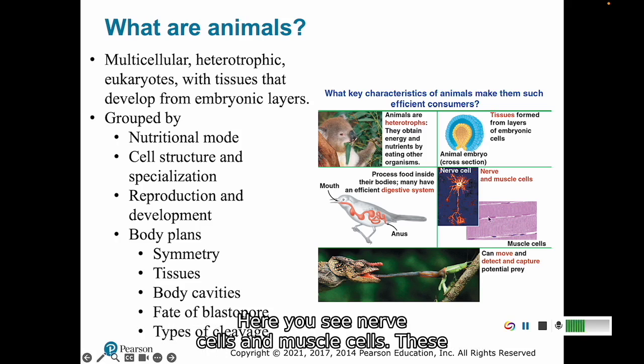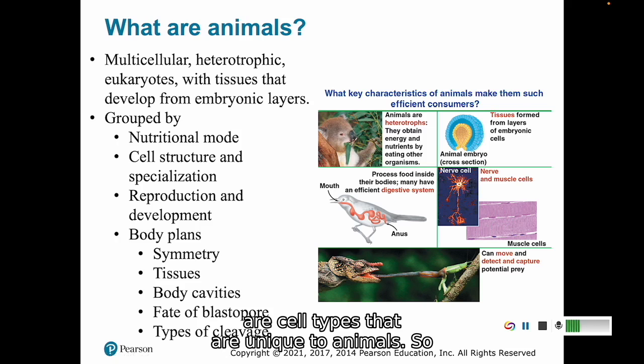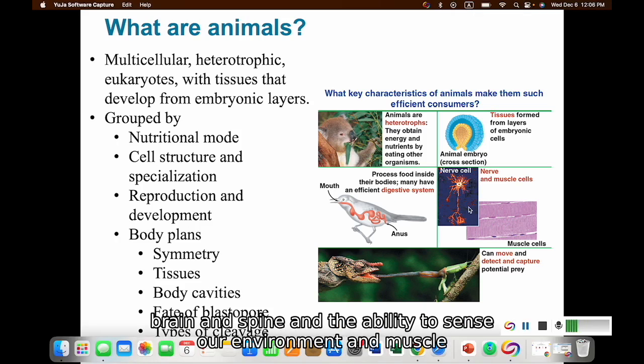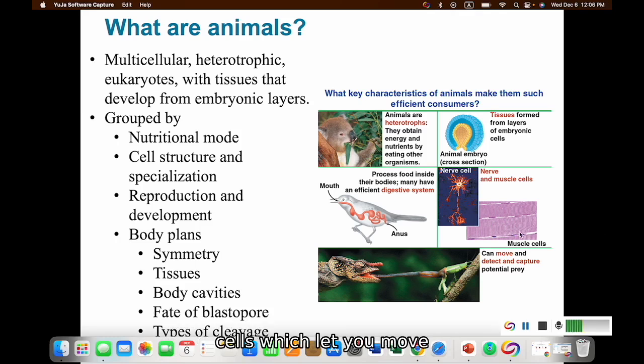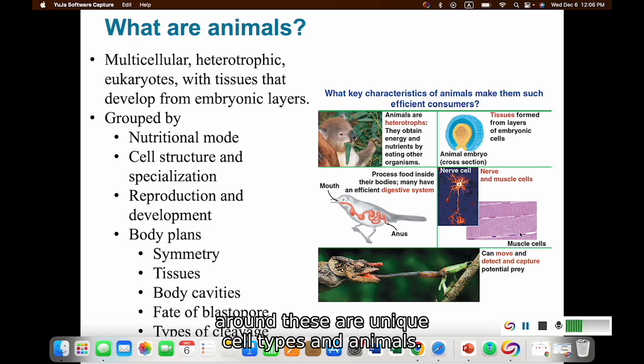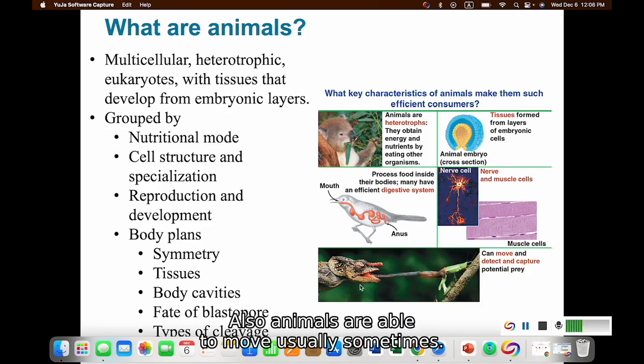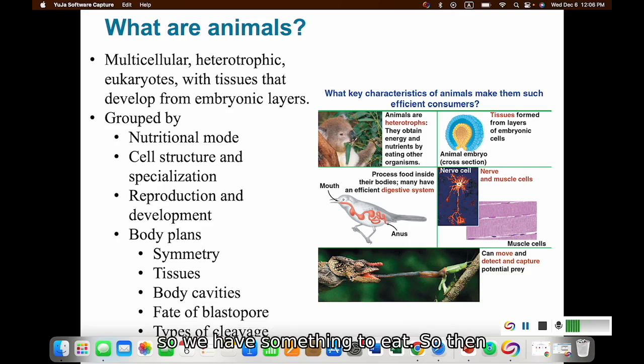Here you see nerve cells and muscle cells. These are cell types that are unique to animals. Nerve cells make our brain and spine and give us the ability to sense our environment, and muscle cells let you move around. These are unique cell types in animals. Also, animals are able to move, usually, sometimes. We can also detect and capture potential prey, so we have something to eat.